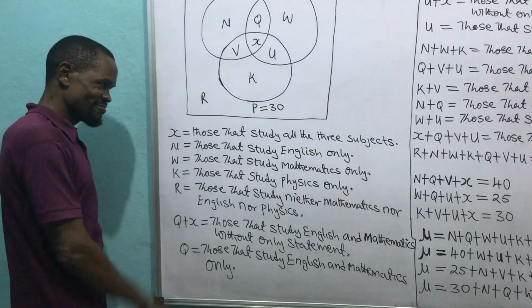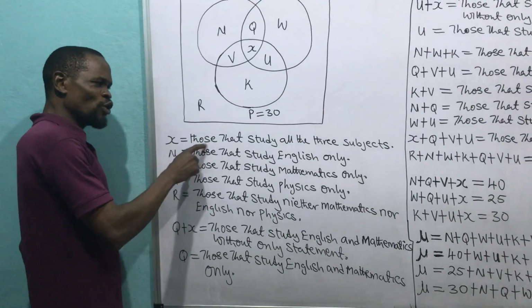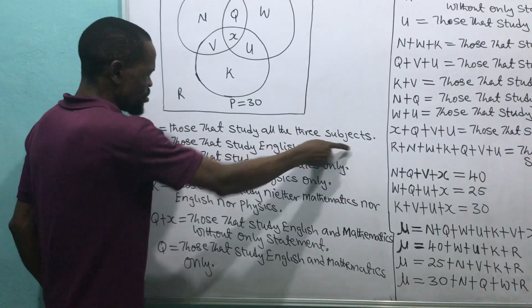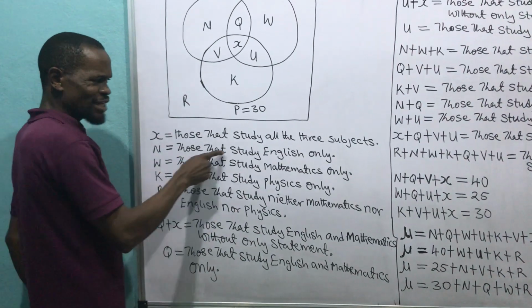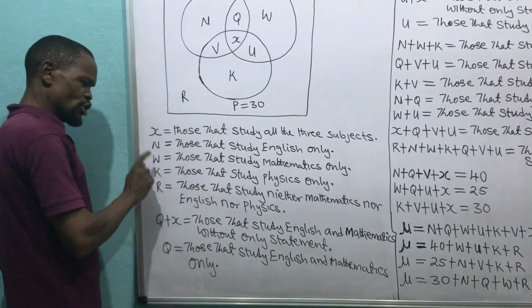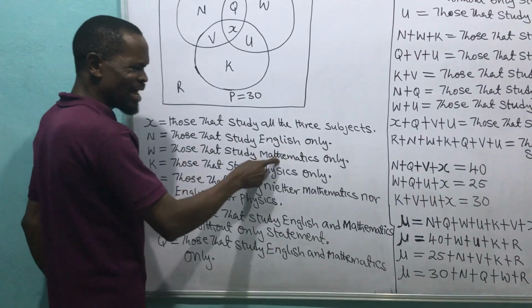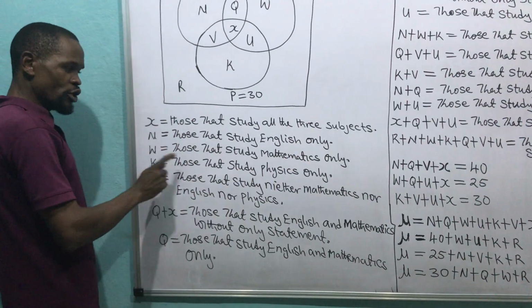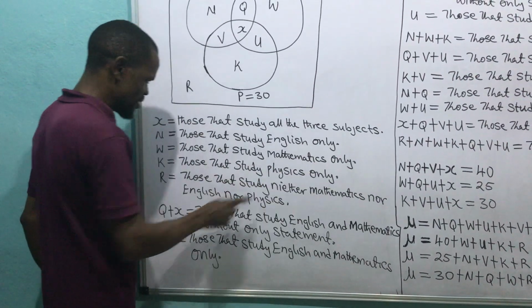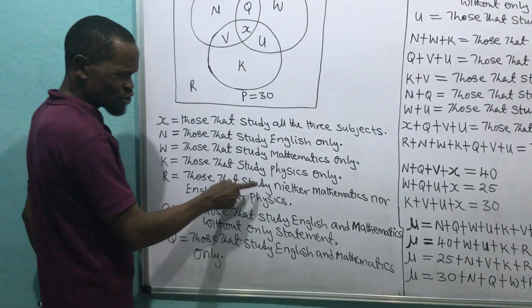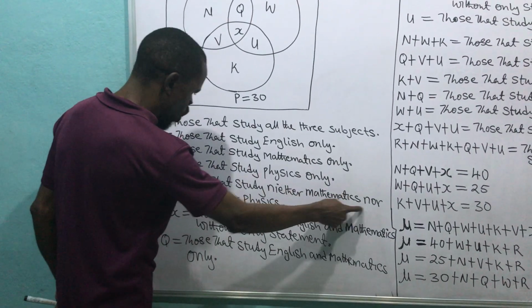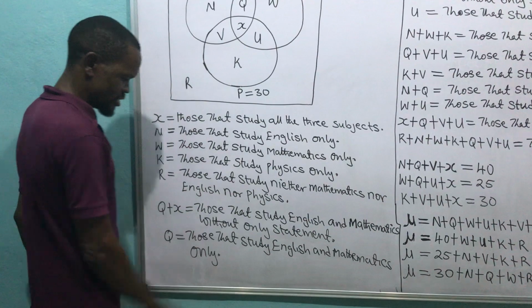Then back to this. I said X, those that study all the 3 subjects. N, those that study English only. W, those that study mathematics only. K, those that study physics only. R, those that study neither mathematics nor English nor physics.